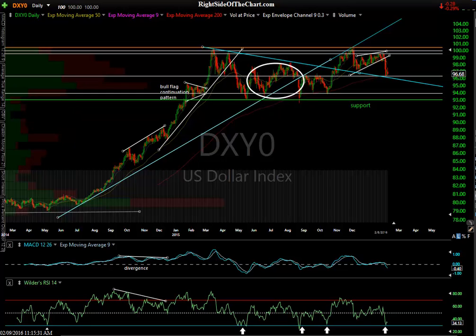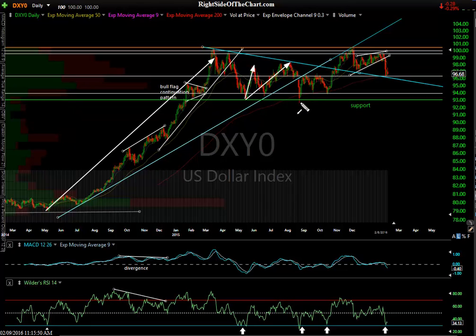Oh, wrong tool. Let's grab the arrow tool. So we had the initial reaction. This one was over here, from there to there. And this one, because we never came back and made a full backtest of that low, that was the scope of that move.